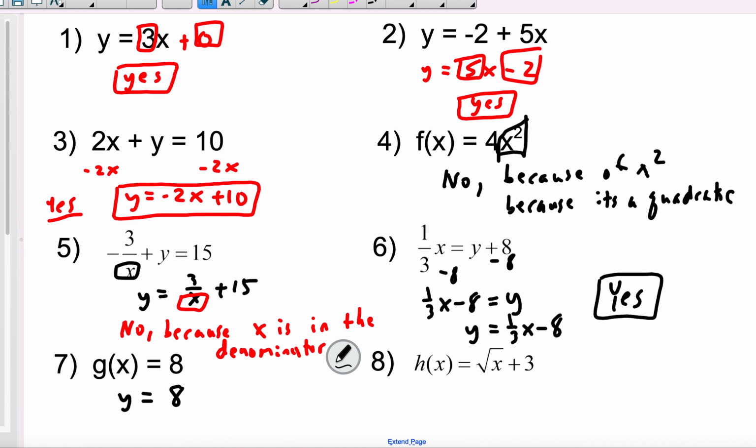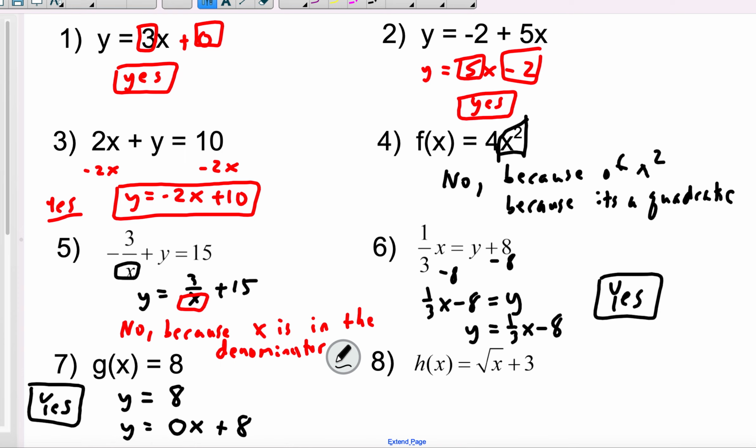So could I put an x in there? Yeah, I could put like a 0x in there, because 0 times x is 0, and 0 plus 8 is going to give you 8. So is that in y equals mx plus b form? Yeah. So y equals 0x plus 8. 0 would be my slope, and b there would be my y-intercept. So definitely, yes, this is a linear function, and it makes a nice horizontal line.